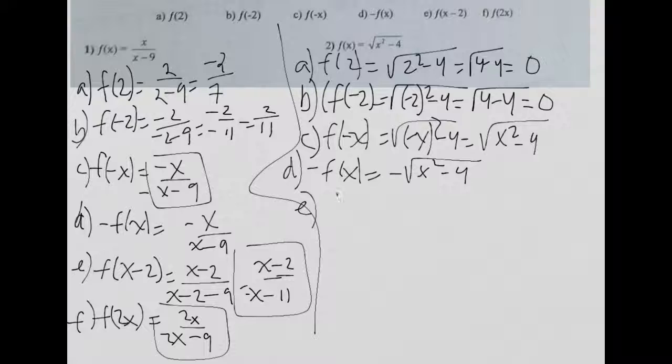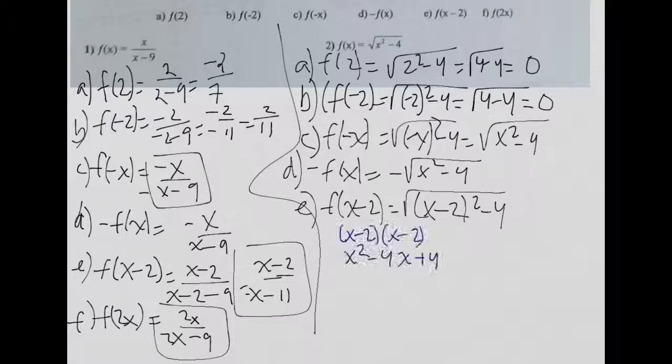E, we're doing f of x minus 2. So here you have to be a little bit more careful because we need to FOIL the x minus 2. And when you do that, you get x squared minus 4x plus 4. We put that underneath the radical. So what cancels there are the 4's.